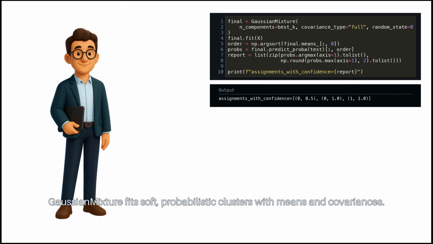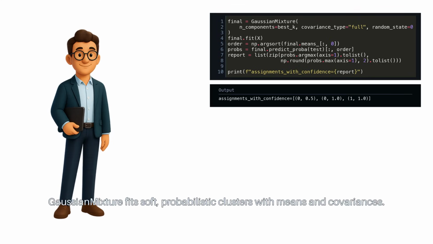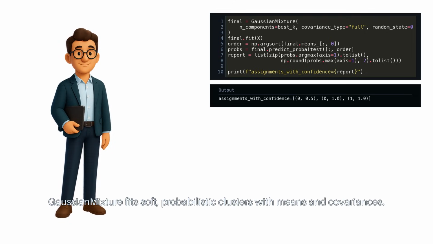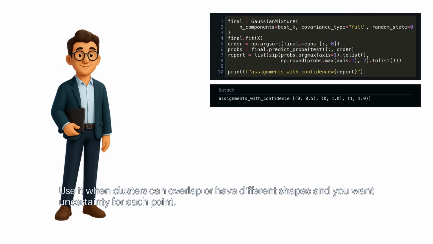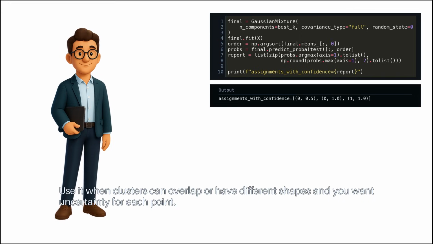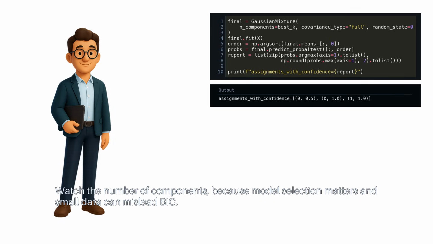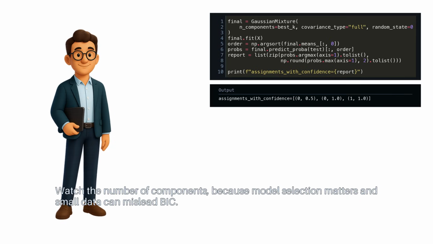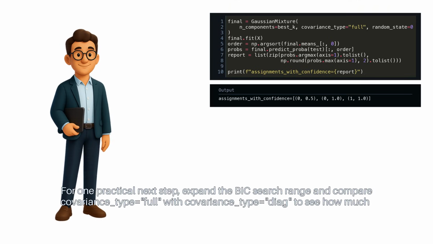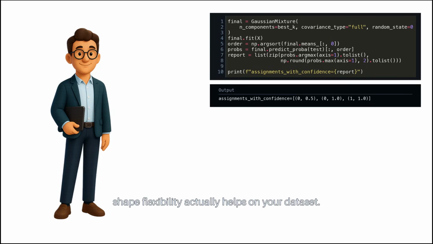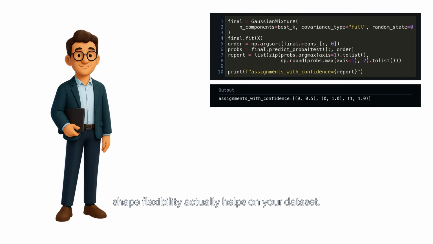Quick summary. Gaussian mixture fits soft, probabilistic clusters with means and covariances. Use it when clusters can overlap or have different shapes and you want uncertainty for each point. Watch the number of components because model selection matters and small data can mislead BIC. For one practical next step, expand the BIC search range and compare covariance_type full with covariance_type diag to see how much shape flexibility actually helps on your dataset.